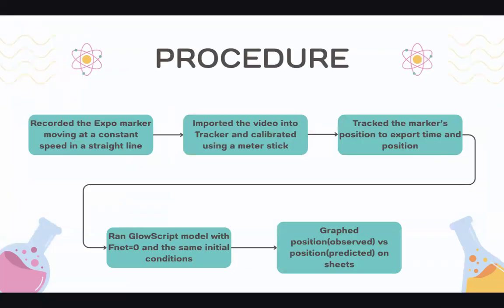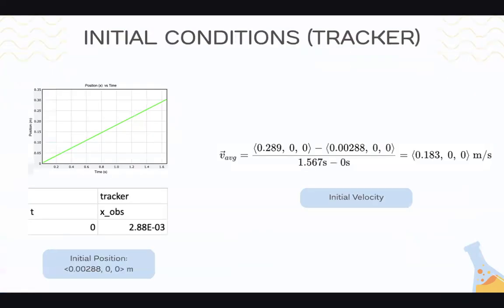First, I recorded the expo marker moving in a straight line at a rough constant speed next to a meter stick, and then I imported the video into Tracker and calibrated the scale using the ruler so positions would be in meters. Then I tracked the marker frame by frame and exported time and position data. After that, I used Tracker data to set the initial conditions and entered those into GlowScript with a net force equal to zero. Then I graphed the outputs and compared the measured versus predicted motions.